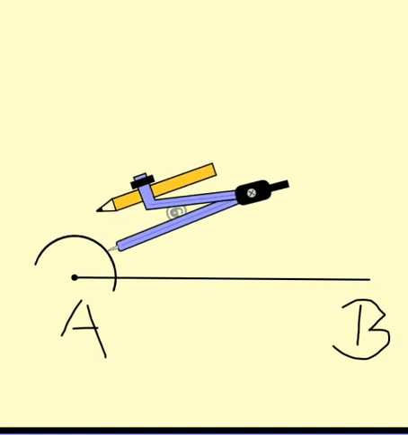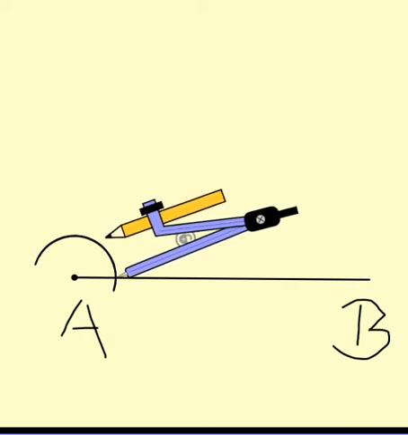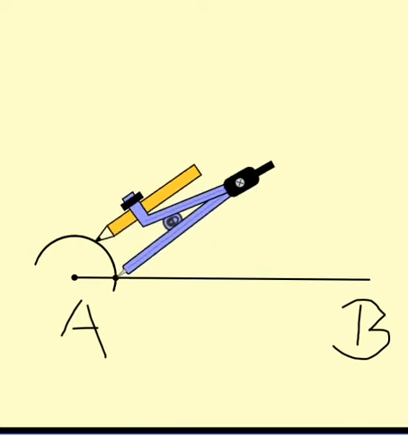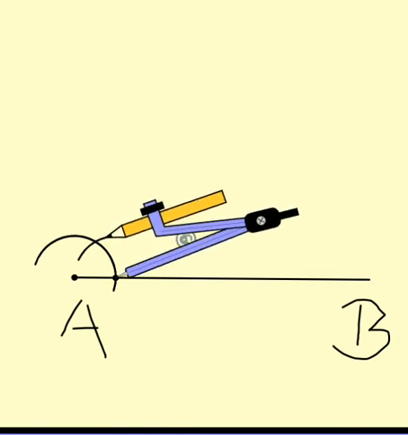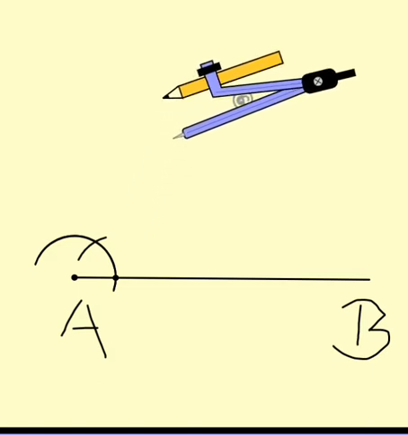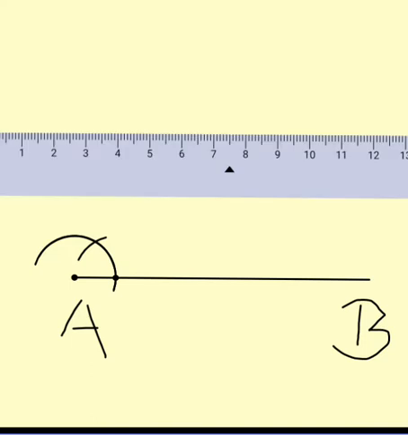Now, without disturbing the distance between the compass and the pencil, keep the tip of the compass at this intersecting point and cut the previous arc you have drawn. In this way. Now remove the compass and draw the line with the help of the scale at the point A.